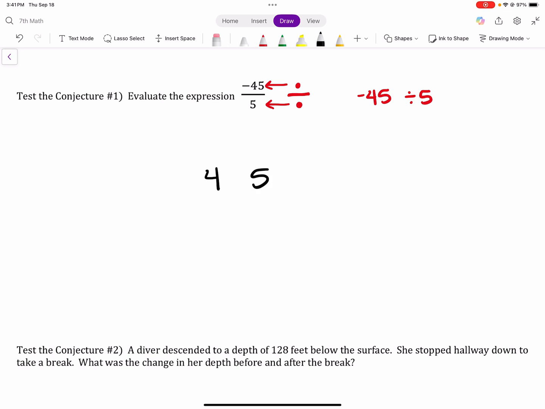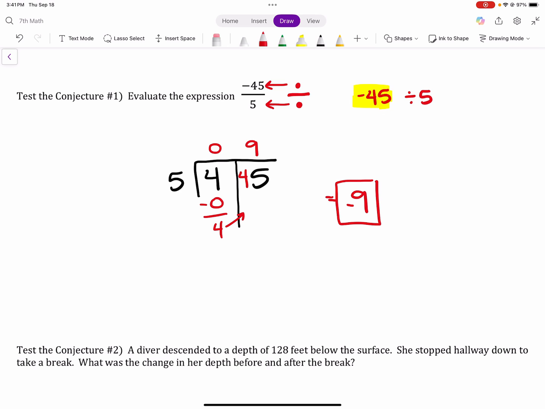So I do 45 and 5, and I put them in their own little column. So I ask myself, how many times can 5 go into 4? It cannot. So I'm still working with 45. How many times could 5 go into 45? And I could just count by 5s until I get there. So 5, 10, 15, 20, 25, 30, 35, 40, 45. That's 9 times. So my answer is 9. But I notice I have a negative in the problem. And I only have one negative, which means my answer is also negative. So the answer is negative 9.